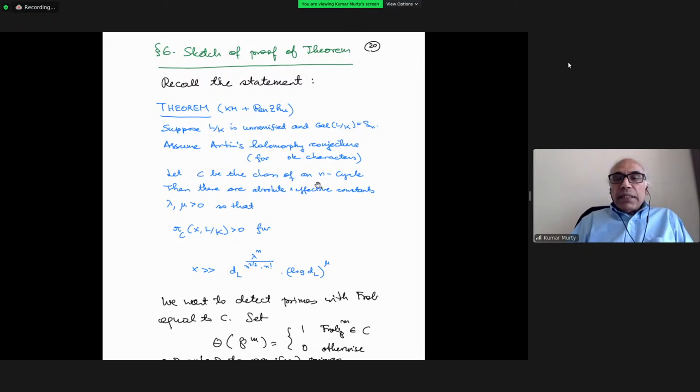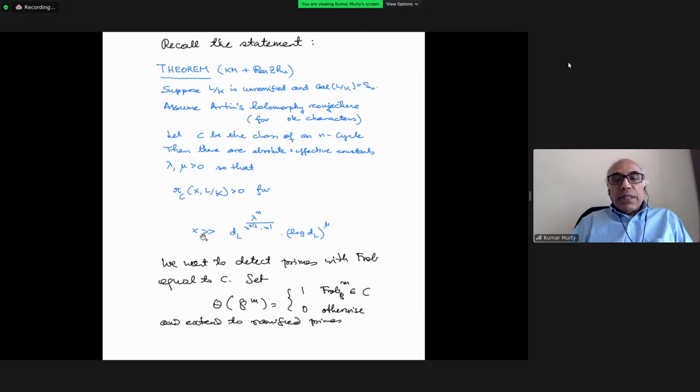And suppose you take the class of an n cycle. Then there are absolute and effective constants lambda and mu, so that you can find a prime in the conjugacy class C, as long as you go beyond this power. Okay.